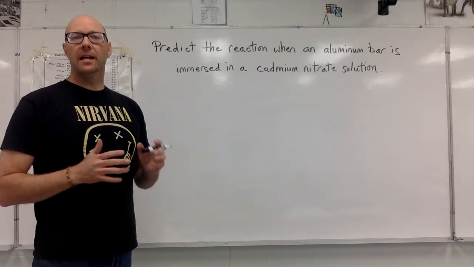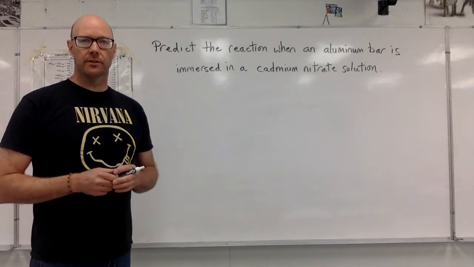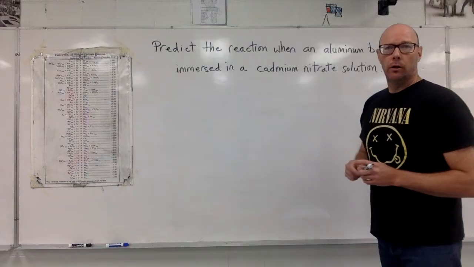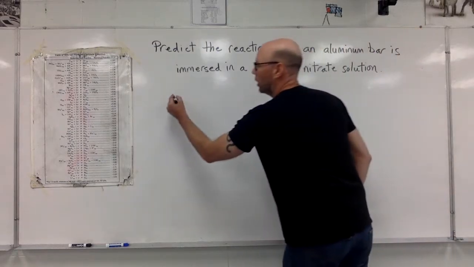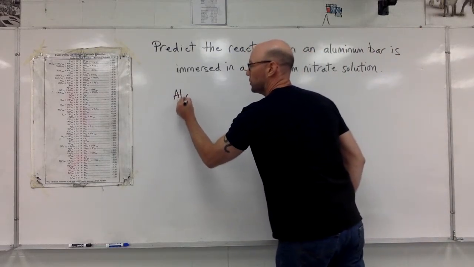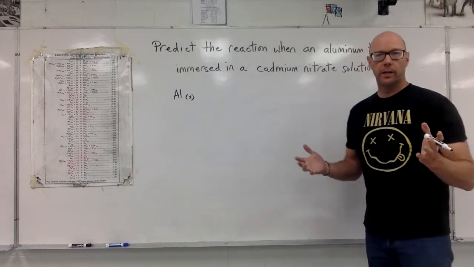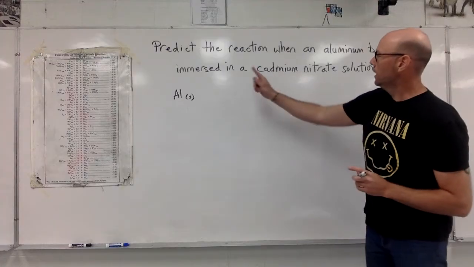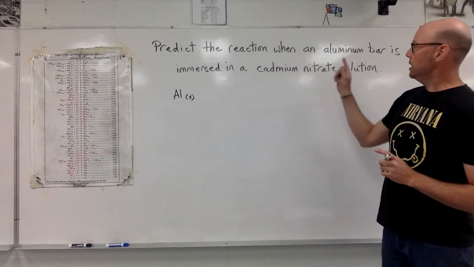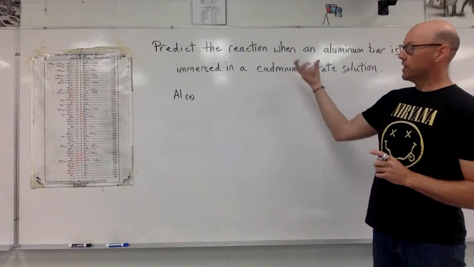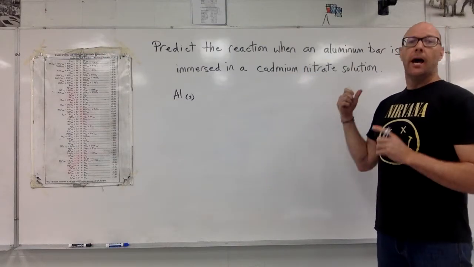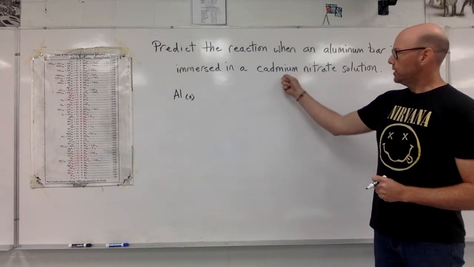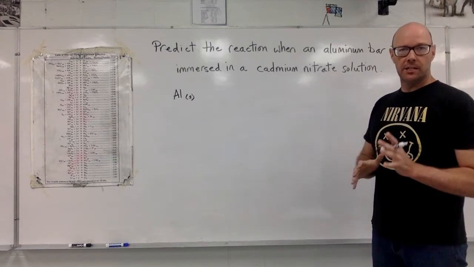The first step is to make a list of every substance that's present. Here we have an aluminum bar, that's aluminum, solid. I don't have to go and double check. The word bar lets me know that we have solid. It gets immersed in a cadmium nitrate solution. This is an ionic solution. An ionic solution means that the chemical dissociates, so I'm going to put the respective ions into my list.